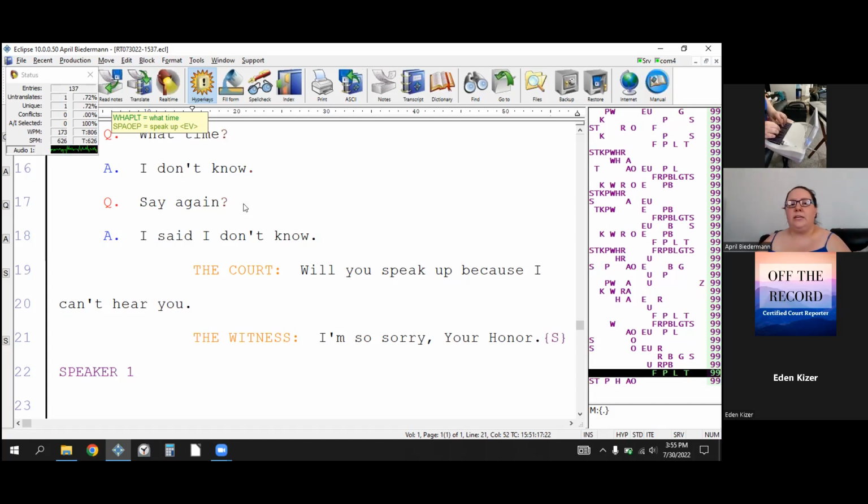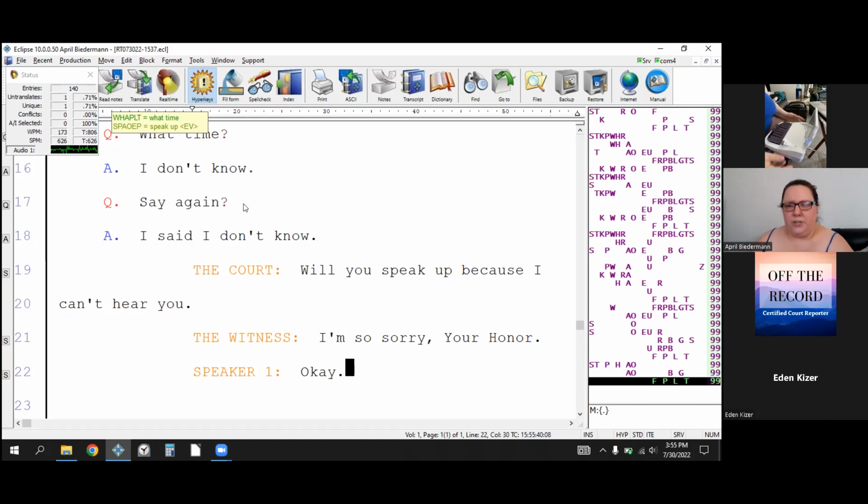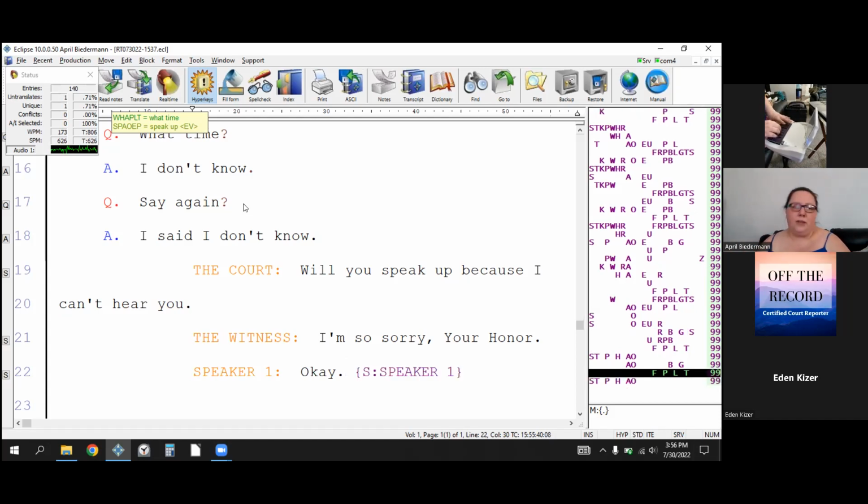Colloquy is any conversation outside of Q&A. Let's say they're doing Q&A back and forth, question, answer, and then the questioning attorney says, let's take a break for about 10 minutes, give everybody a recess. That's not going to be a Q. That's going to be speaker one, Mr. Smith or Ms. Jones, whatever it is. So you would identify the attorney not with the Q bank, but with the speaker one bank to go into colloquy to say, let's take a break. So you would hit SNU, and then write, let's take a break.